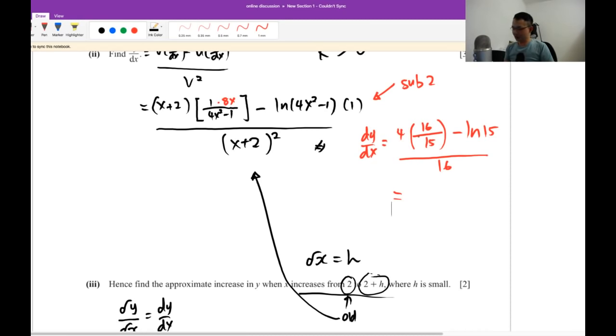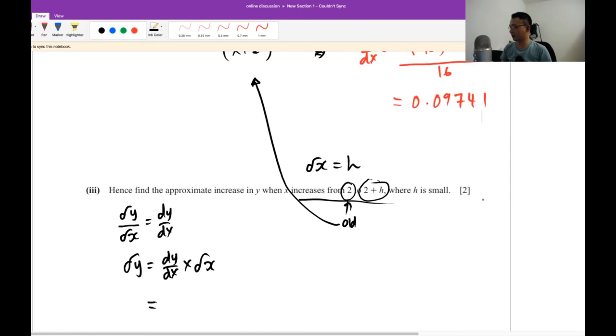Alright, so yeah, this one is 64 over 15 minus ln 15 divided by 16. Yeah, you get a very weird number, 0.09741. So you just substitute this value into here, 0.09741 h. I guess this one will be the answer. Let me just double confirm my answer. Yep, this answer is correct.